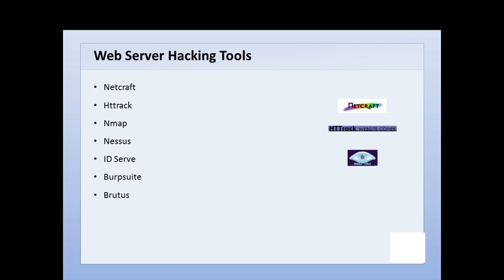Now, we've looked at Nmap and Nessus, of course, and those can be used to footprint and enumerate a particular website. They can also be used to get vulnerability information as well. And some other tools out there are ID Serve, Burp Suite, and Brutus. So let's go ahead and take a look at a few of these tools right now.